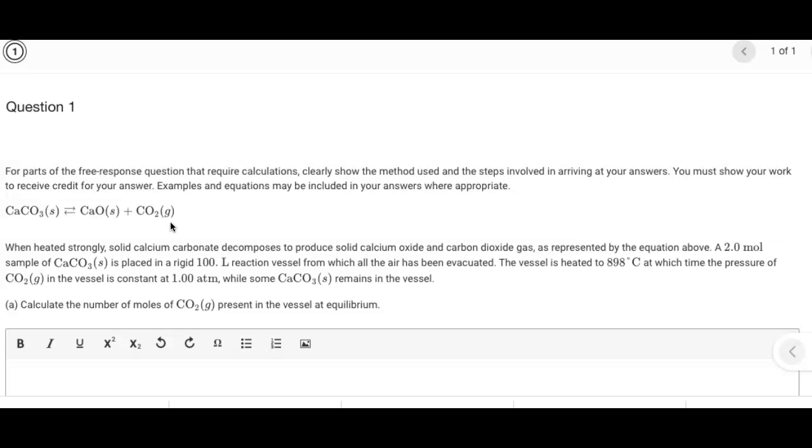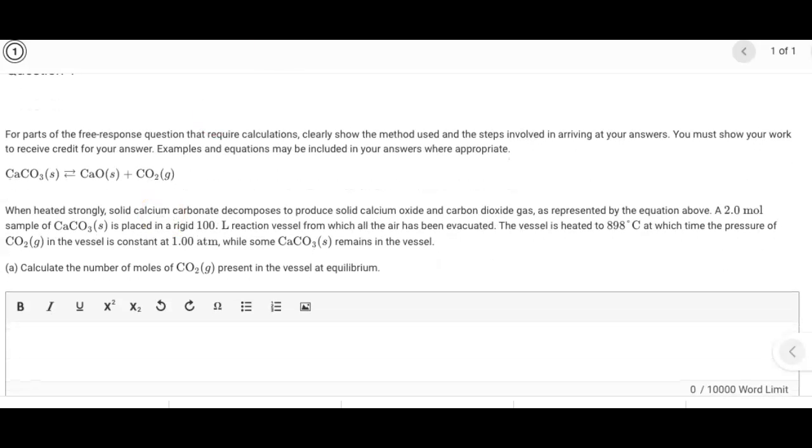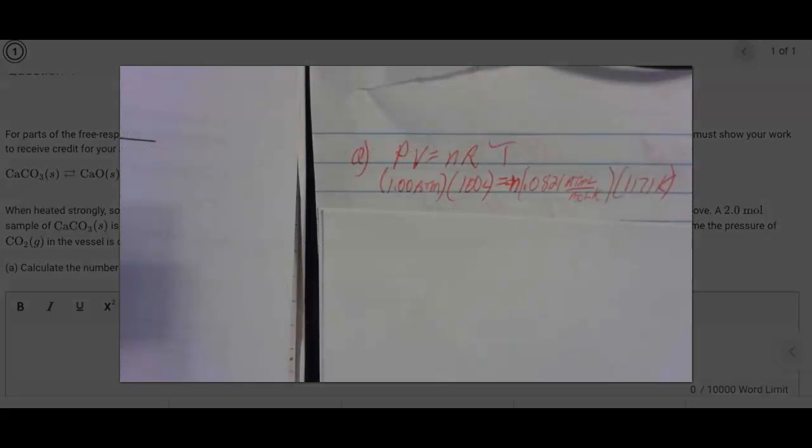The vessel is heated to 898 degrees Celsius, at which time the pressure of carbon dioxide in the vessel is 1 atmosphere, while some calcium carbonate still remains in the vessel. Calculate the number of moles of carbon dioxide present. All right, so this is, let me shift screens here real quick, a PV = nRT question.